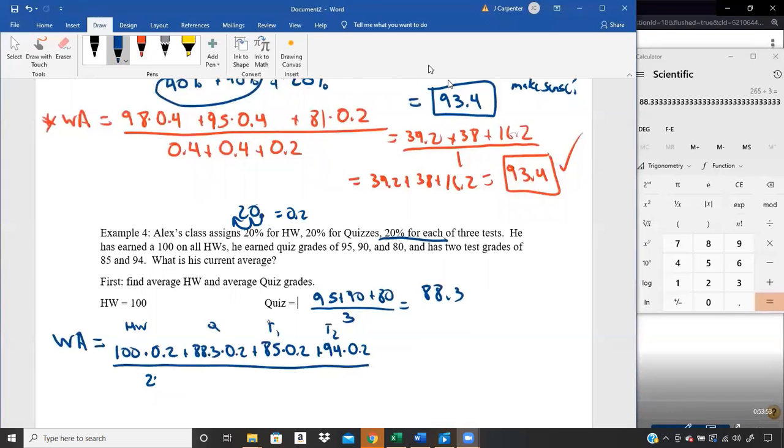So we have the 20% for the homework, right? Nope, because I just wrote it as a percent. Got to write it as a decimal. We've got to be consistent. So 0.2. So that's the homework 20%. Here's the quiz 20%. Here's test 1's 20%. And here's test 2's 20%. I would not put in a fifth 0.2 for test 3, because we don't have a grade for test 3. So that's why it's not there.